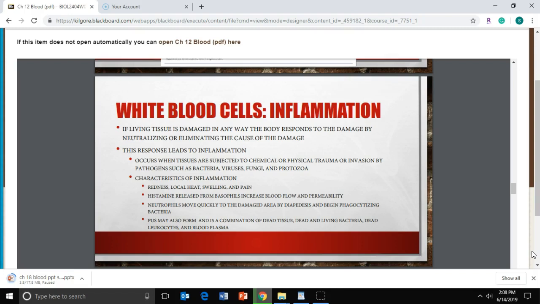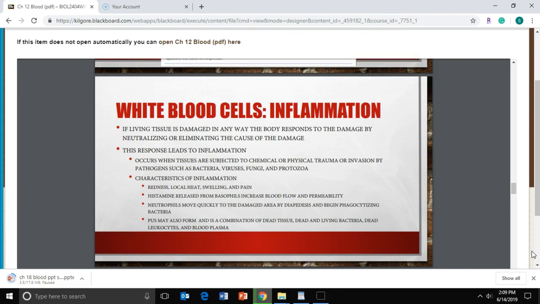Histamine released from basophils can increase the blood flow into the area and also the permeability of the small blood vessels we call capillaries. Neutrophils quickly move out of the blood vessel to the damaged area by that process we call diapedesis, where they move through the blood vessel, and they can begin to phagocytize bacteria.